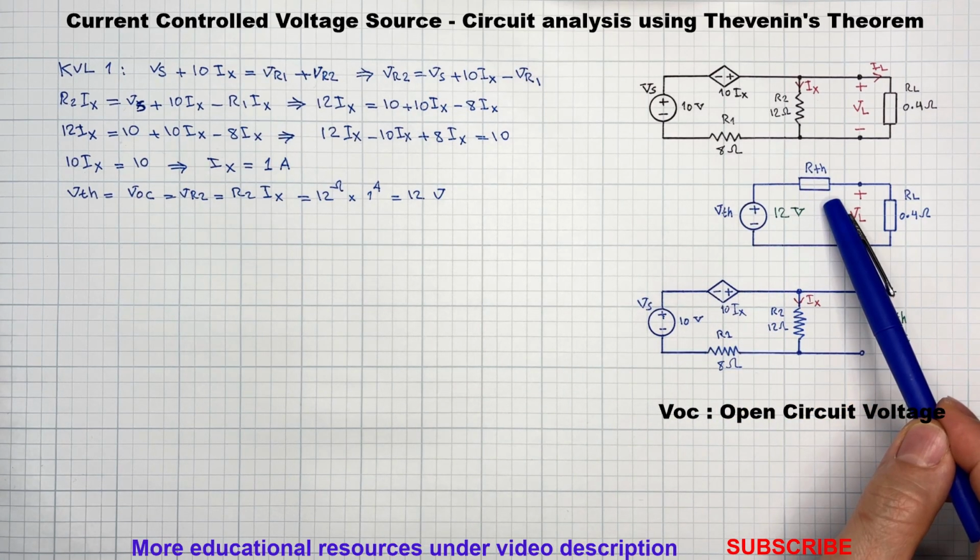The next step is to calculate the Thevenin equivalent resistance RTH. This resistance can be determined by dividing VTH by the short circuit current at the load or output terminal.